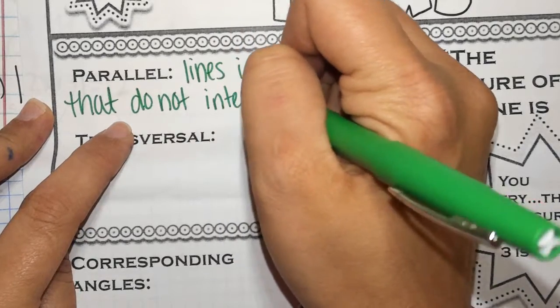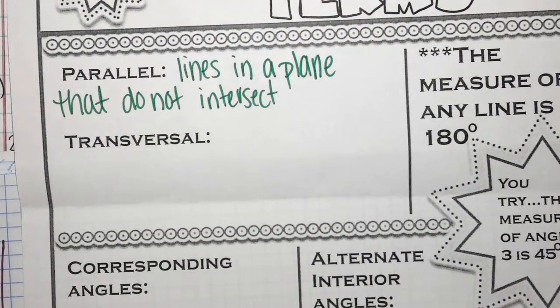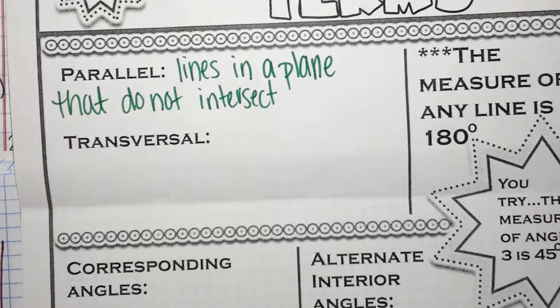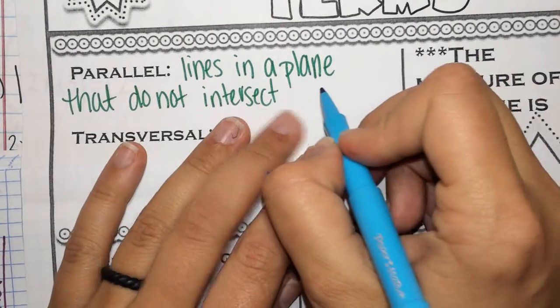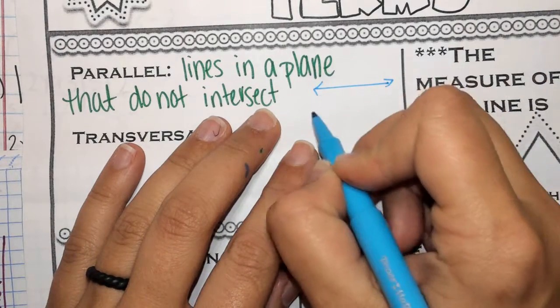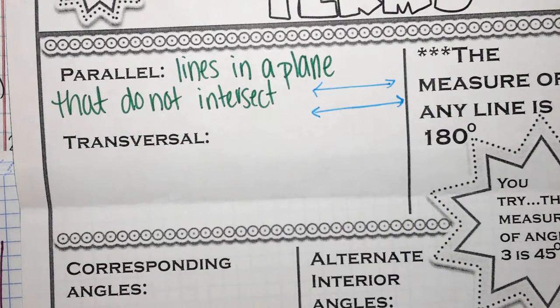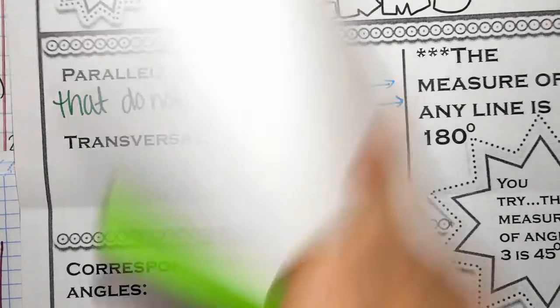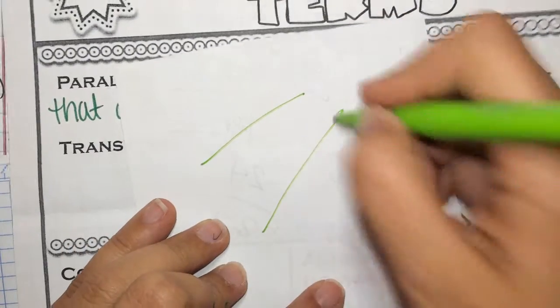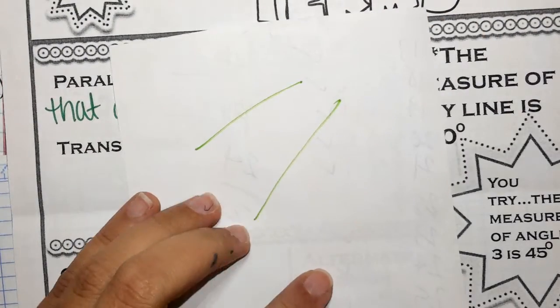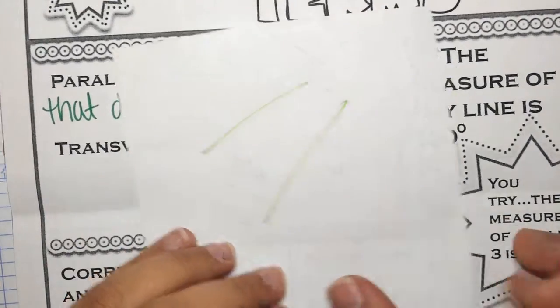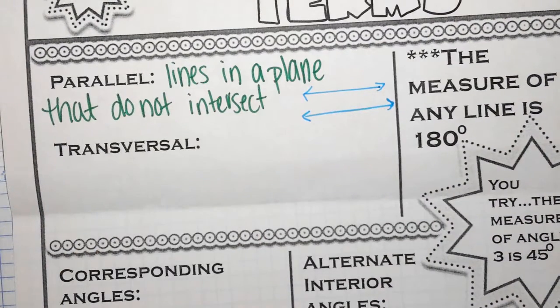Do you guys know what symbol we use when we notate that two lines are parallel? If I draw two lines, how do I know that those are parallel? They don't touch. Well, right, but I could draw these two lines and they don't touch, do they? But those aren't parallel because they'll eventually touch.